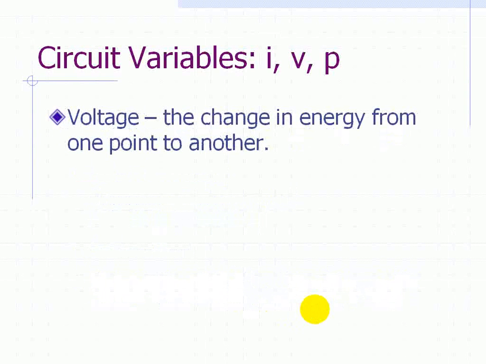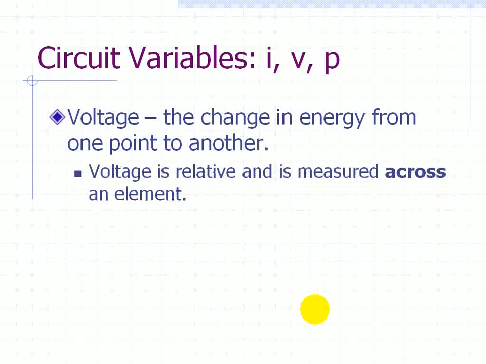Then we have voltage, and from our water analogy discussed earlier, this is the change in energy from one point to another. We can think of voltage as the amount of energy required to move a coulomb of charge, because it takes energy to move charges from one point in a circuit to another. So voltage is a relative measure and is measured across an element, whereas current is measured through an element. By an element, I mean something like a resistor, capacitor, or inductor.